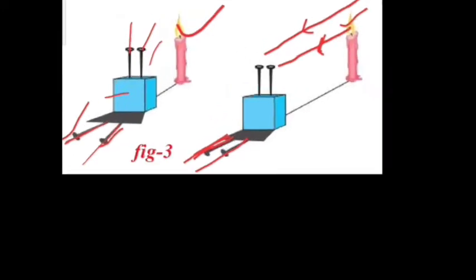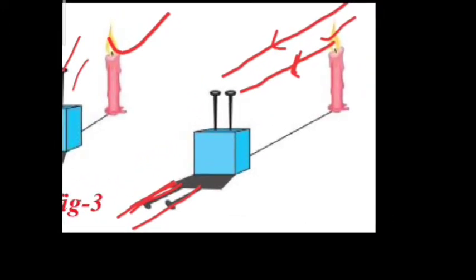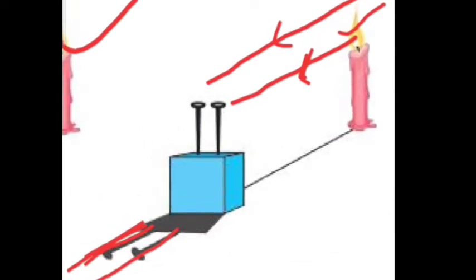This type of light rays are called a beam of parallel light. Light rays are parallel. That type of light rays are called a beam of parallel rays.